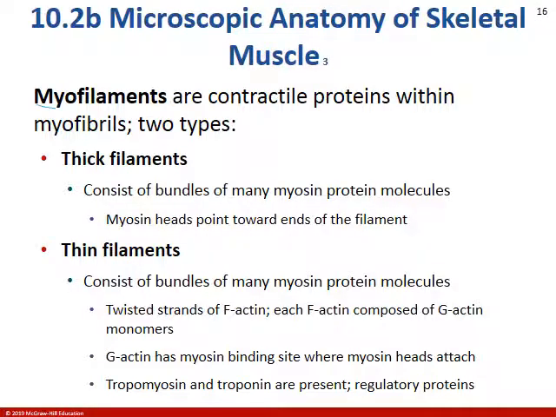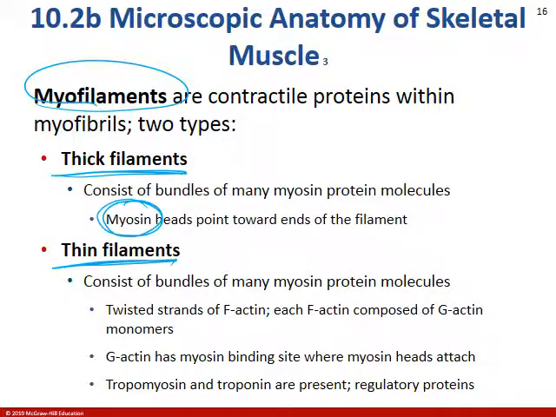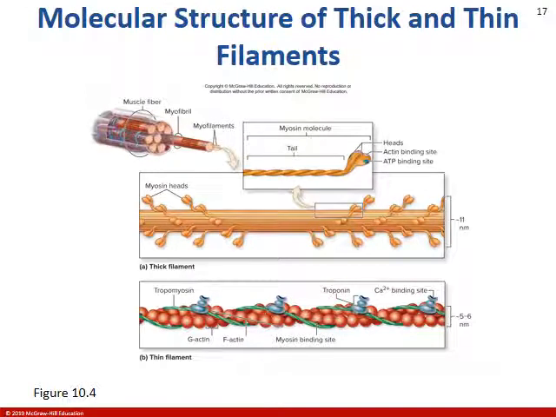Now we need to talk about myofilaments. We have thick myofilaments and thin myofilaments. Thick myofilaments have myosin protein, and thin myofilaments have G-actin and F-actin. In addition, they have regulatory proteins called tropomyosin and troponin. Okay, now we have to go even deeper.